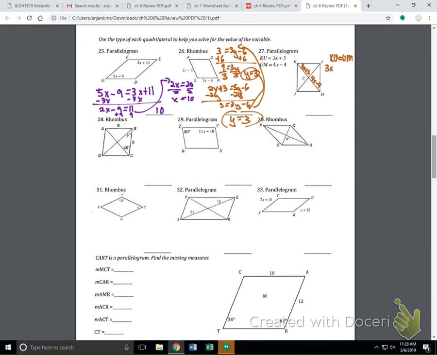So we can take 3x plus 3 equals 4x minus 4. Combine our like terms, subtract 3x. I end up with 3 equals x minus 4. Add 4. X equals 7.